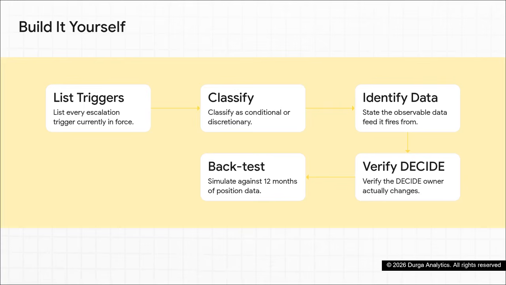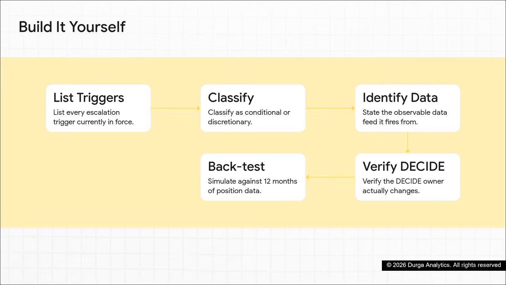Step 3. For every conditional trigger, identify the hard observable data feed it fires from. Let me be clear, if there is no data feed, it is just a discretionary trigger in disguise. Step 4. Verify that the decide owner actually changes. Otherwise, remember, it's just a notification.